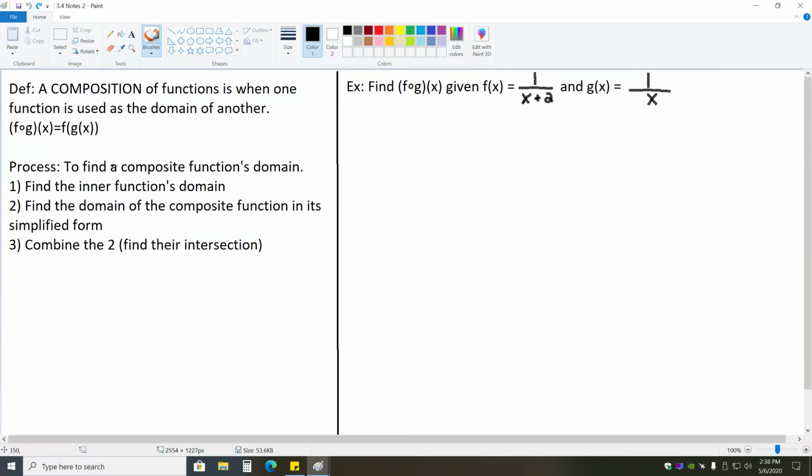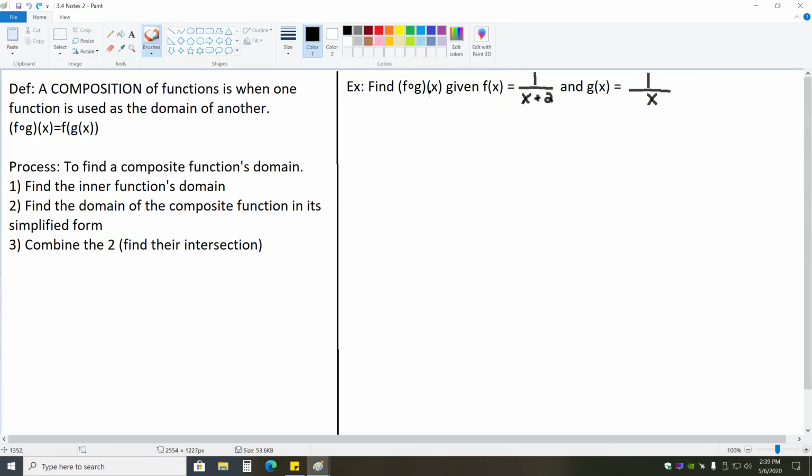So, the process to find a composite function's domain says that we're going to find the inner function's domain. So in this case, we would find the domain of g of x. We would then find the domain of the composite function in its simplified form. In other words, whatever you're looking at when you find your simplified composite function, find the domain of what you see. You then take that inner function's domain and the domain of what you see and intersect the two, or combine them together, see what's common, and that is the domain of the entire composite function.